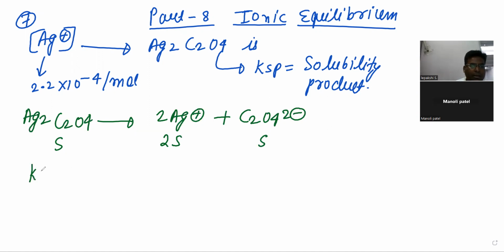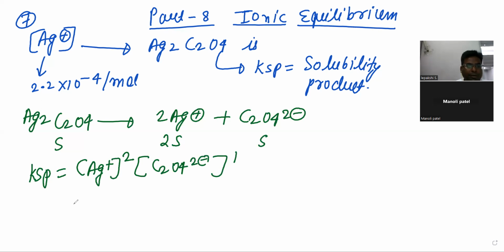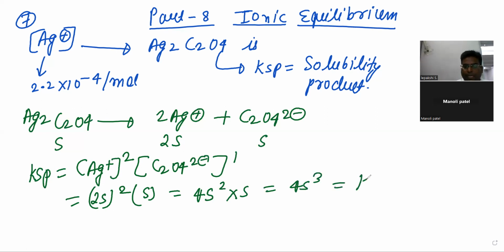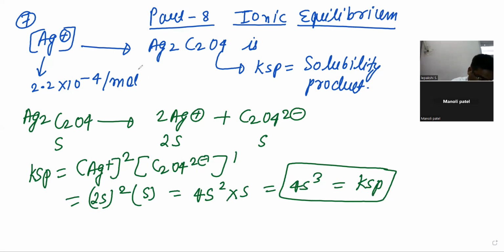So I will write the solubility product of Ag2C2O4. It will be [Ag+]^2 into [C2O4 2-]^1. Now put the value: Ag+ is 2S raised to 2 and C2O4 2- will be S. So 2 squared is 4, S squared into S, then it becomes 4S cubed equal to KSP. This will be equal to the solubility product.